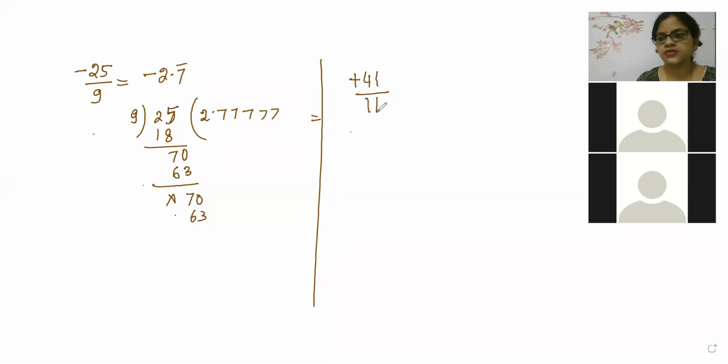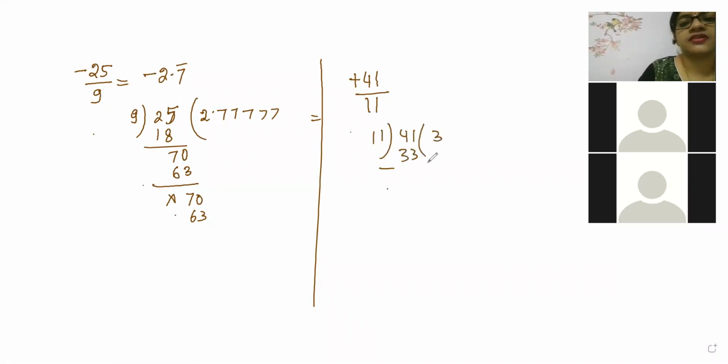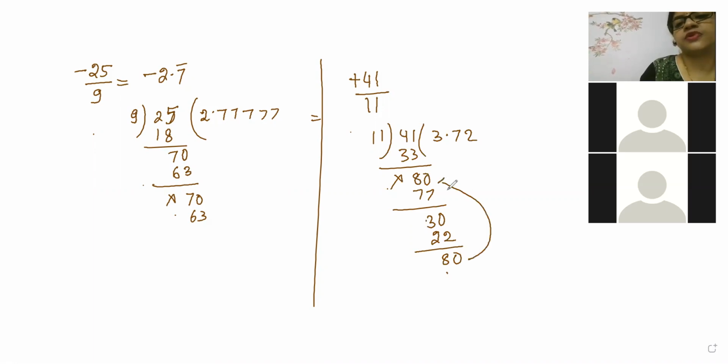Super. Super. So now 11 will divide 41. 11 threes are 33. So again 80 came. So here itself we have to stop. 3.72 bar. Very good.